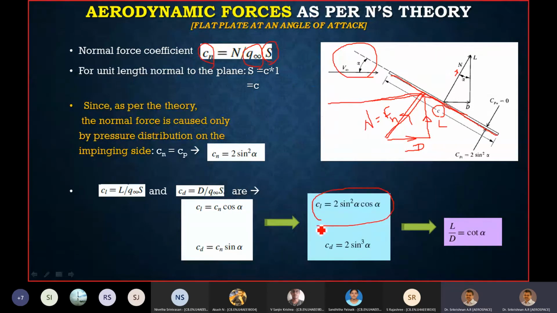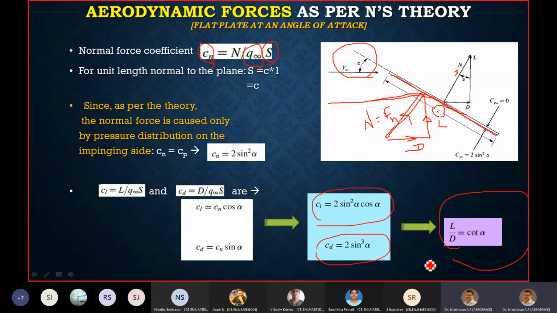Cl is 2 sine squared alpha cos alpha, Cd is 2 sine cubed alpha, so the ratio L by D is cot alpha. Sine gets cancelled and the whole thing becomes cos by sine. So the L by D ratio can be written as cot alpha. So the ratio of lift to drag in this kind of configuration, applying Newton's theory for hypersonic flow, can be derived as L by D equals cot alpha.